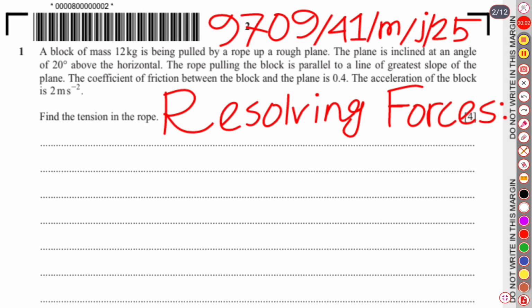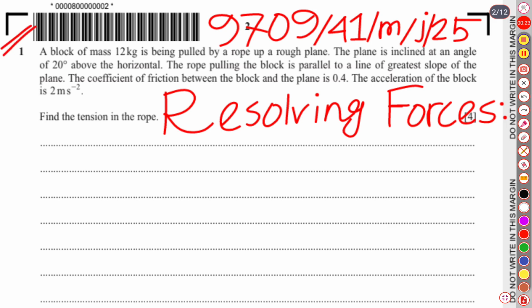Well, now we are moving on to the next topic, resolving forces. And the first question under this topic has been selected from paper 9709/41 for the session May June 25. We are solving the very first question of this paper.